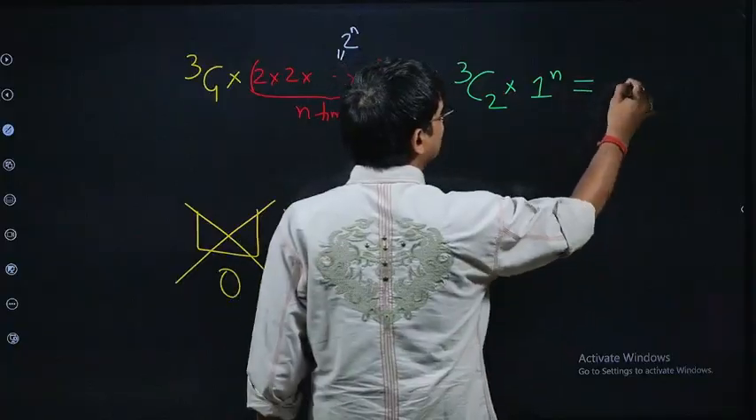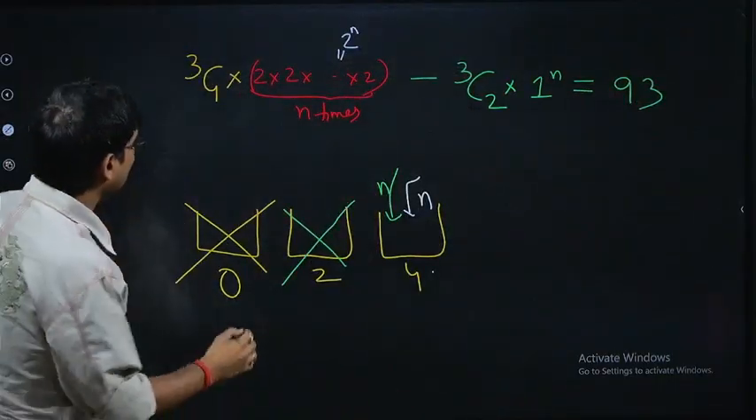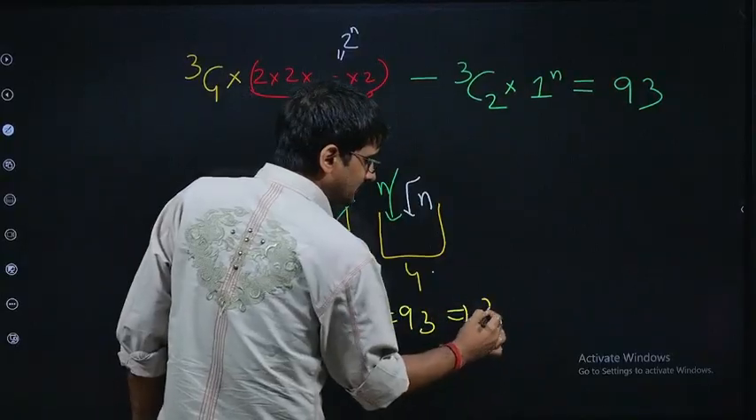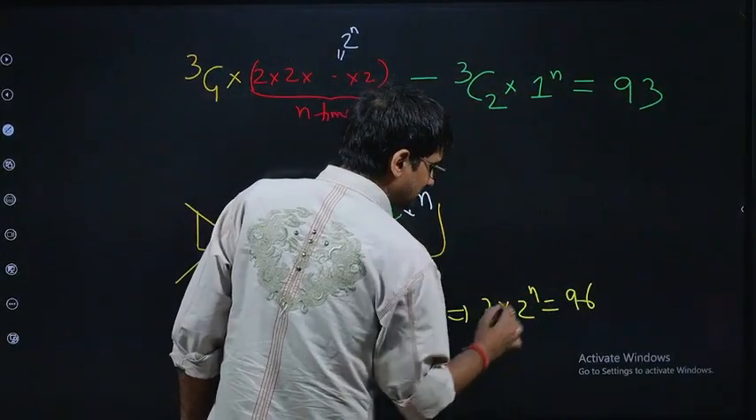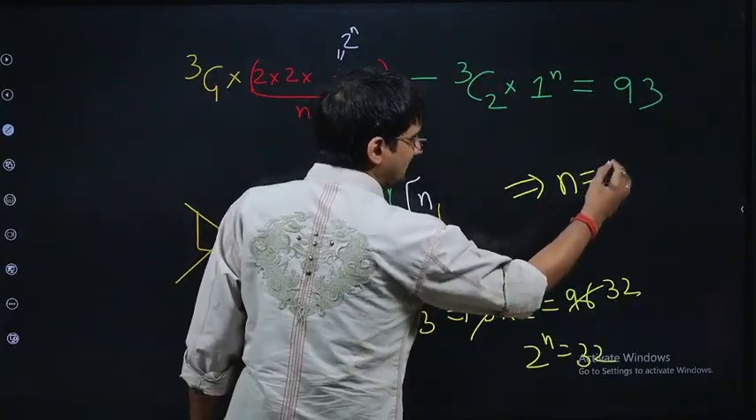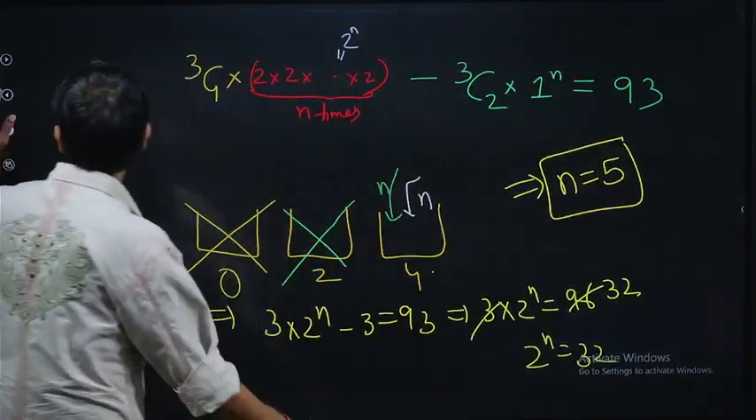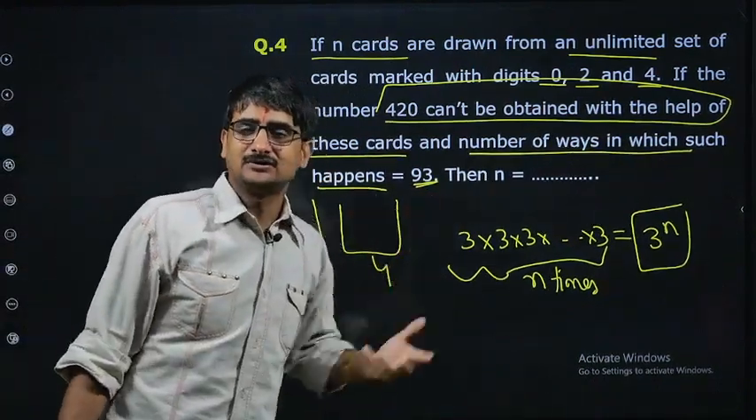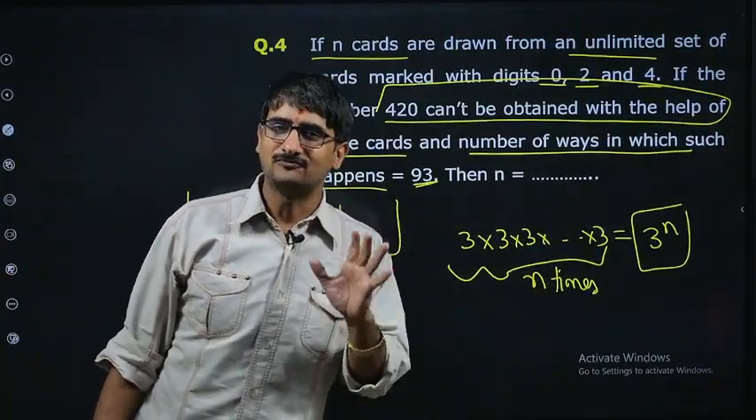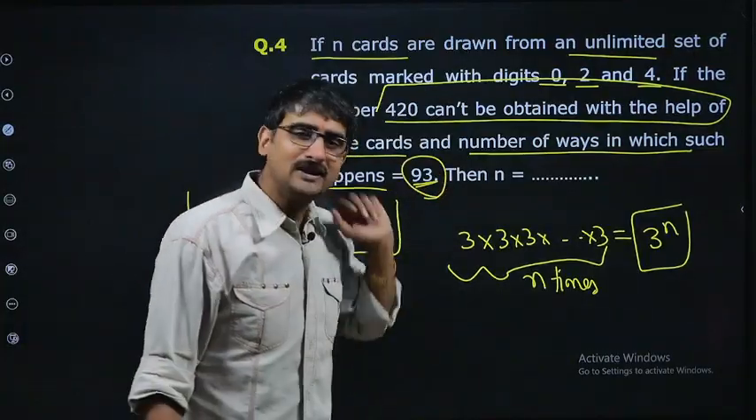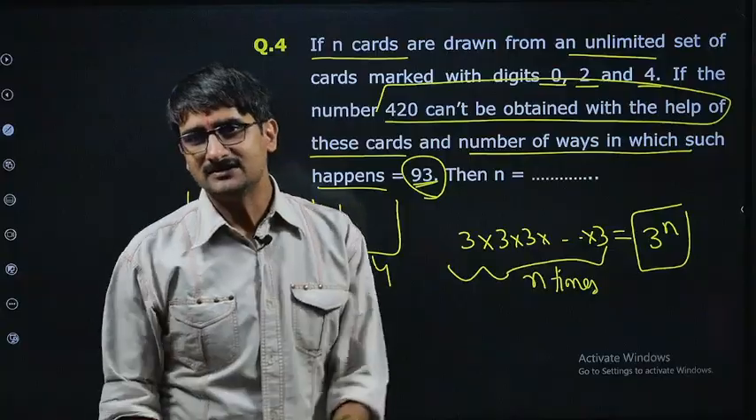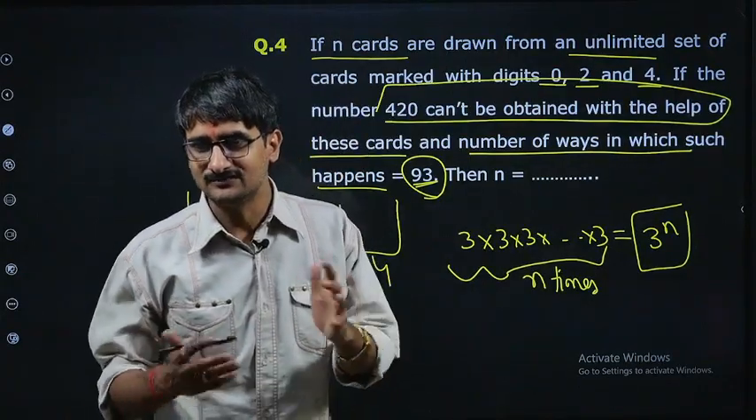So this is given to be 93. Now let's calculate it. 3 into 2 raised power n minus 3 is equal to 93. So 3 into 2 raised power n is 96, so 2 raised power n is 32. That means n is 5, so 5 cards are to be drawn. Then you have 93 ways of drawing those 5 cards such that you can't write your number, which is 93 here, bachcho. So that was the question for today.